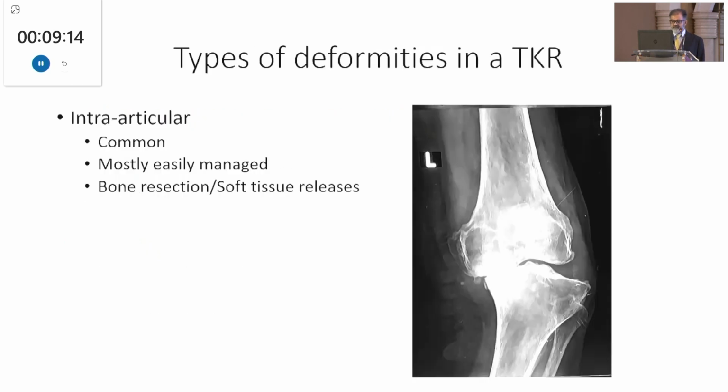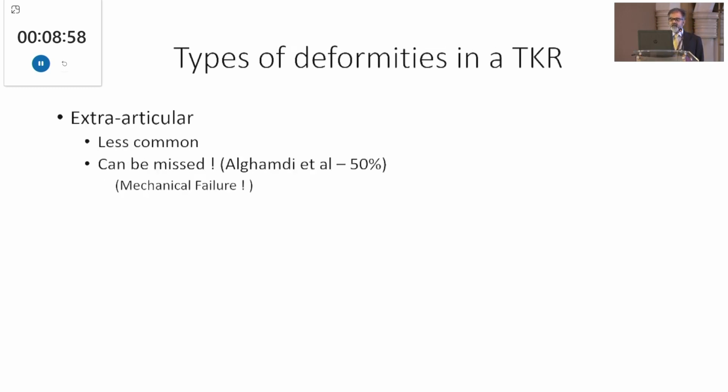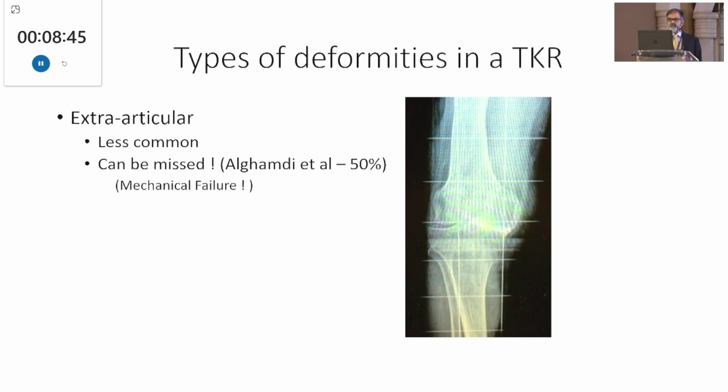extra-articular deformity. Now, deformities are fairly common if you look at general population that we encounter for knee replacement. They can be intra-articular, which are most easily dealt with, with soft tissue releases and bony cuts. And then we have extra-articular, which is the main topic of my talk. Now, they are much less common, and they can be missed. According to one paper, even up to 50% can be missed if you X-ray just the knee.